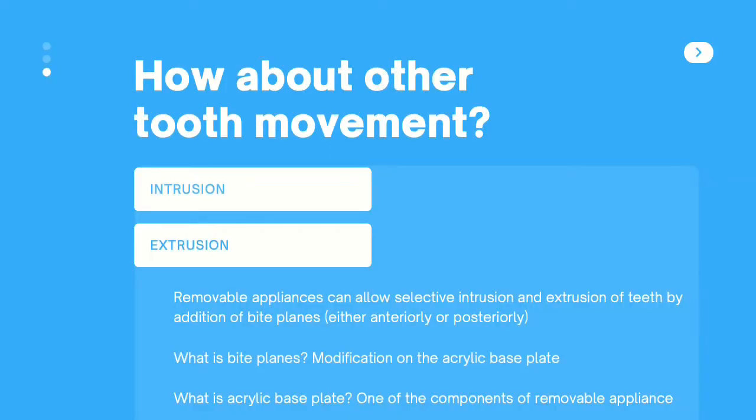How about other tooth movement? Removable appliances can allow selective intrusion and extrusion of teeth by addition of bite planes. Bite planes can be anterior bite planes or posterior bite planes. What is bite planes? Bite plane is a modification of the acrylic base plate. What is acrylic base plate? Acrylic base plate is one of the components of the removable appliances.